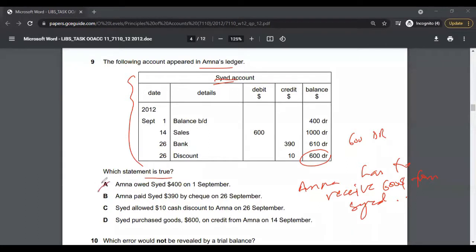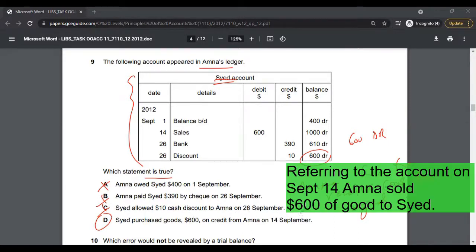option A is untrue, option B is untrue, option C is untrue. Therefore, the answer is actually D. So let's read it. Sayed purchased goods of $600 on credit from Amna on 14th September. That basically translates into the statement that Amna has to receive $600 from Sayed. So both statements actually mean the same thing. Therefore, the answer to multiple choice 9 is option D.